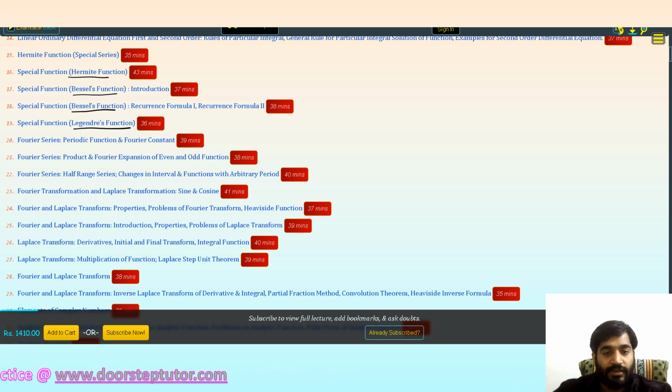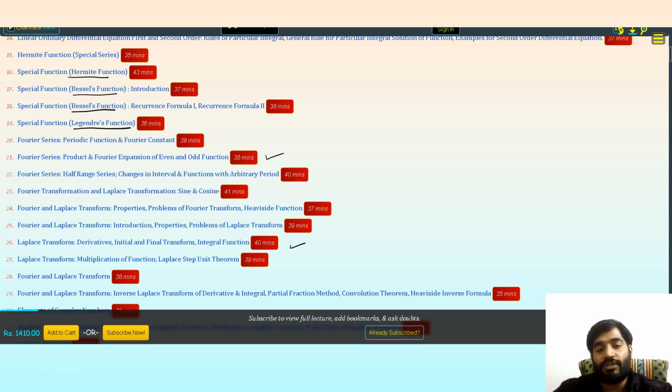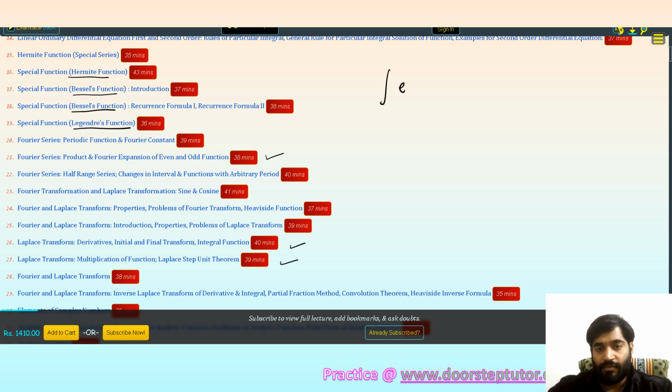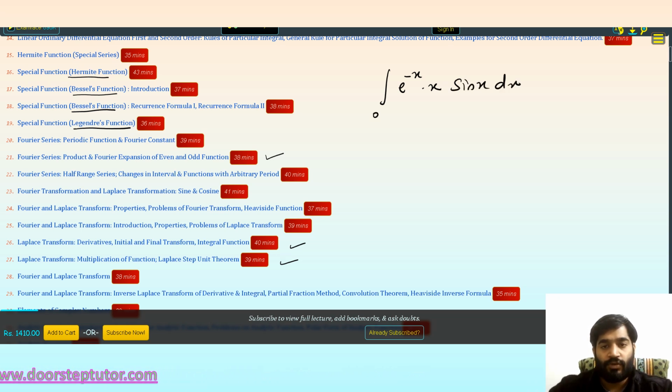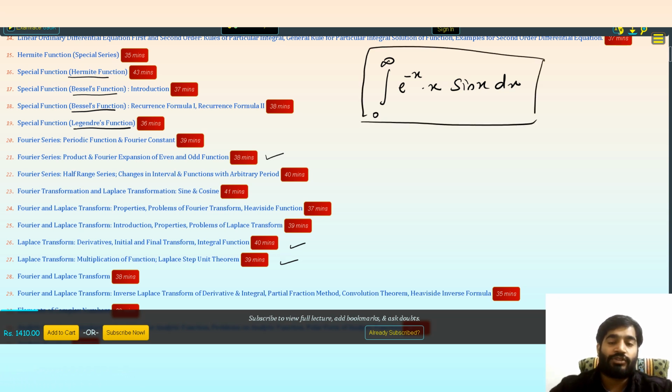Then Fourier series: a question from Fourier series is asked in alternate years. Laplace transformation: an integral using Laplace transformation is asked every year. Last year's question was the integral of e to the power minus x times x sine x dx, with limits from 0 to infinity. This is an integral question, but it can be solved using the Laplace transform. So you must learn this topic, Laplace transformation.